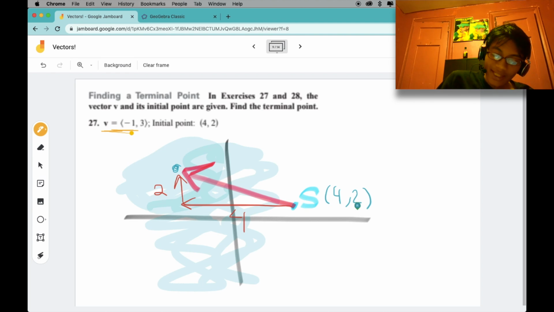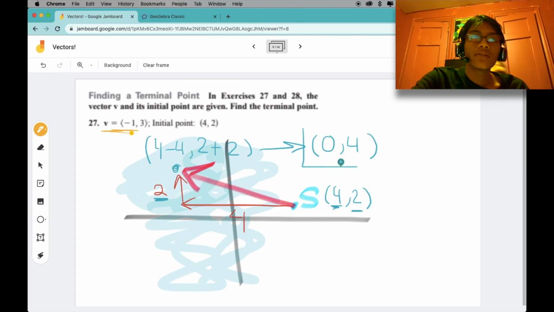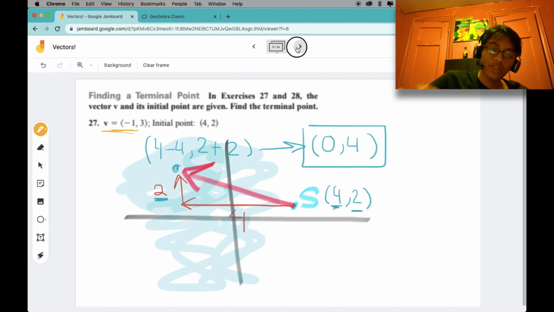So if it goes 4 in the x direction, you might think, hey, let me add 4 to 4. But be careful. I'm actually going to subtract 4 because I'm going 4 in the left direction. So the x coordinate of my terminal point is going to be 4 minus 4. And my y coordinate is going to be 2 plus 2. So what does my terminal point end up being? It ends up being 0, 4, ladies and gentlemen. Alright, let's take a look at our next question.